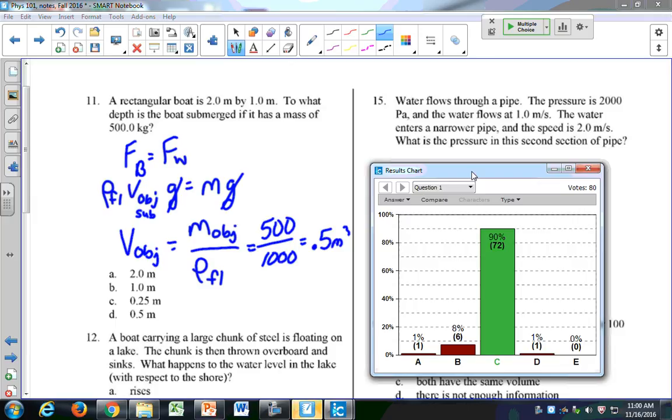And then we go to this idea that volume is equal to area times height, which the area is 2 times 1, because it's 2 meter by 1 meter, times the height, which is equal to 0.5, and so the height is 0.5 divided by 2, which is C. All right, 90%, that's good.